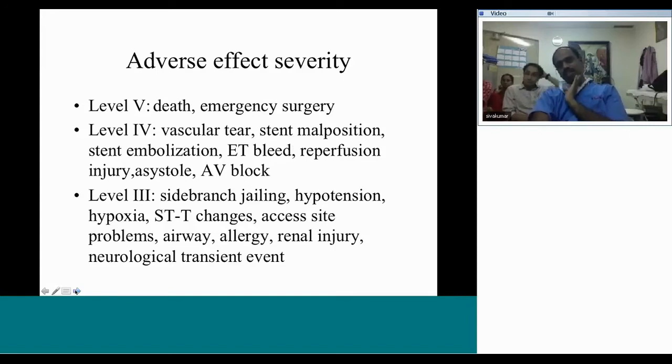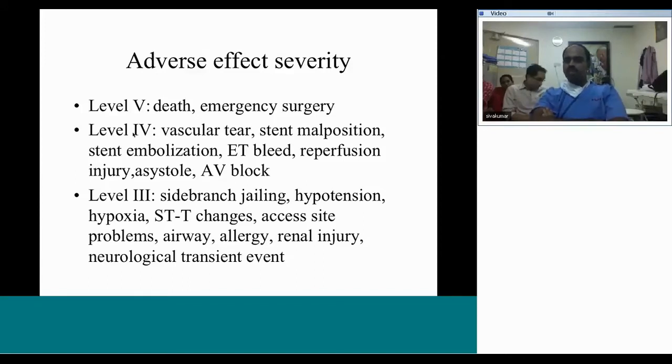Adverse effect can be classified in severity from level 5 to level 0. Level 0 means no complication. Level 1 means extremely minor complication, which means transient bradycardia just for about 5 seconds and then it recovers. Transient hypotension recovers. When you cross the right ventricle, you produce a few ectopics. That is a level 1 side effect. Level 1 side effect is not of any significance at all and we won't even be bothering about it. Level 2, slightly more.